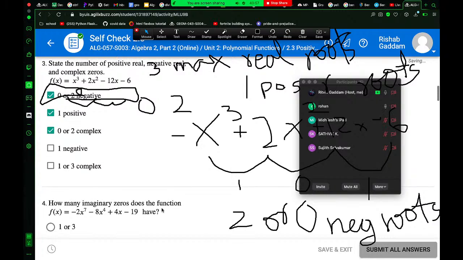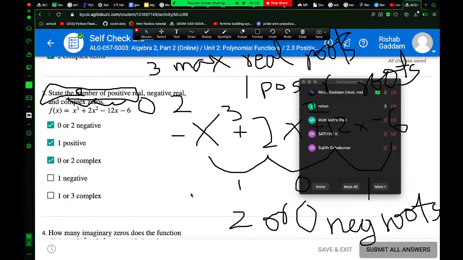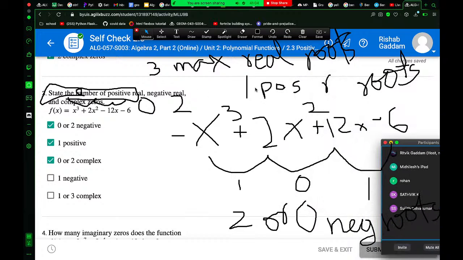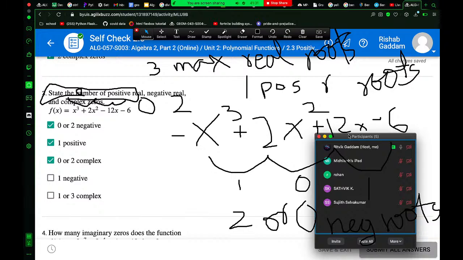Wait, how did you get 0 or 2 complex? I know that the max is 3, but shouldn't it be 1 or 3? No. What you do is add the positive real roots number and the negative real roots number. So 1 plus 2 is 3, and 3 minus 3 is 0. And then 1 plus 0 is 1, and 3 minus 1 is 2. So you can have either 0 or 2 complex roots. Okay, I get it now. Thanks. You're welcome.